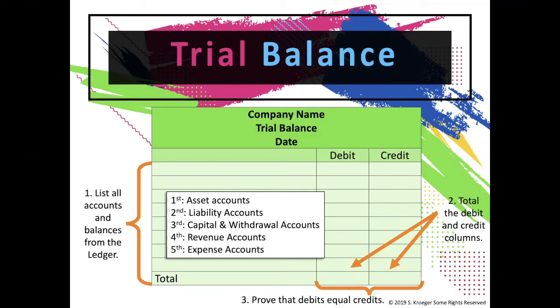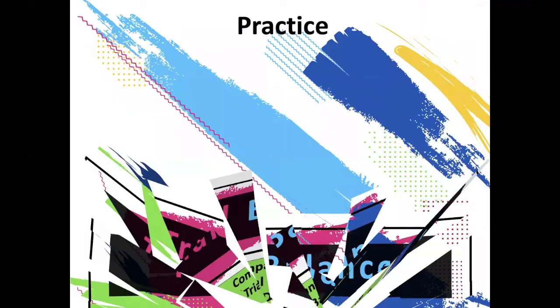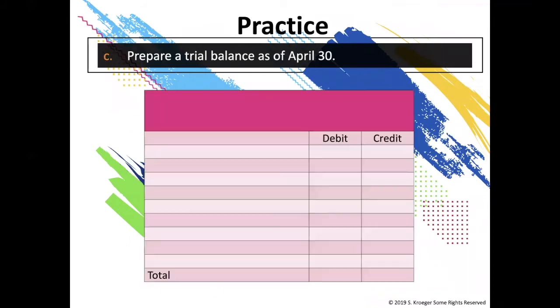Let's practice preparing a trial balance together. This is part C on problem number 2. We will be using the ledger accounts and balances from part B to complete this. The first thing we want to do is put in the header. We put in the company name, which is LinkWorks, the type of statement, which is a trial balance, and the date as of the last date of when we're getting our information from, which would be the end of April. So all this information, all these account balances are as of April 30th.